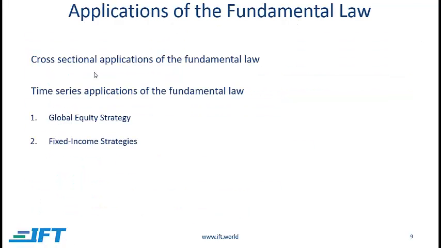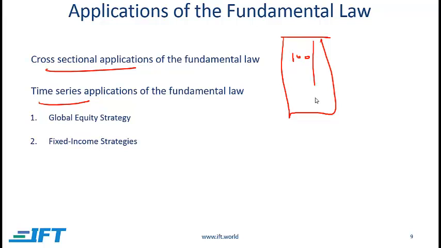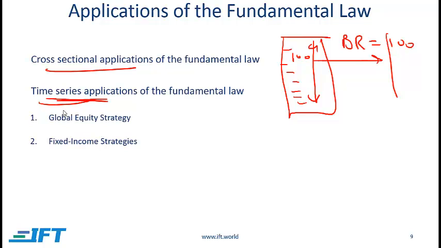Applications of the fundamental law. We can have cross-sectional applications and time series applications. So an example of a cross-sectional application will be where we are choosing from a list of 100 stocks, and let's say that we are concerned with returns over a 1-year period. So at the start of that 1-year period, we make 100 decisions in terms of which stocks and what weights to use. And if all these decisions are independent and uncorrelated, then we say that the breadth of this strategy is equal to 100. And this is a cross-sectional application because we are making a decision at one point in time across 100 stocks. Now, the other scenario is a time series application.